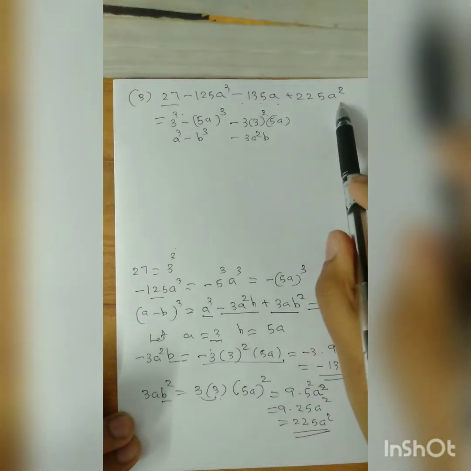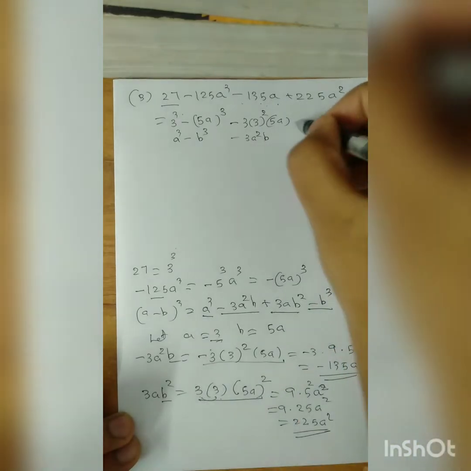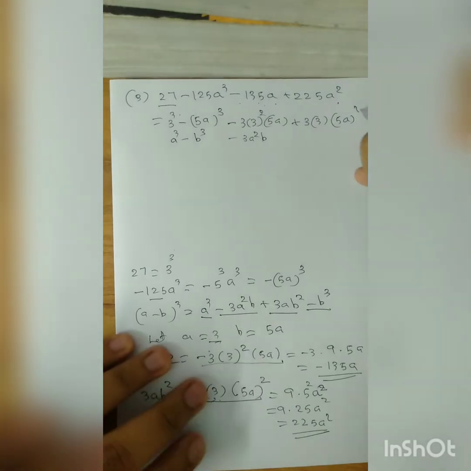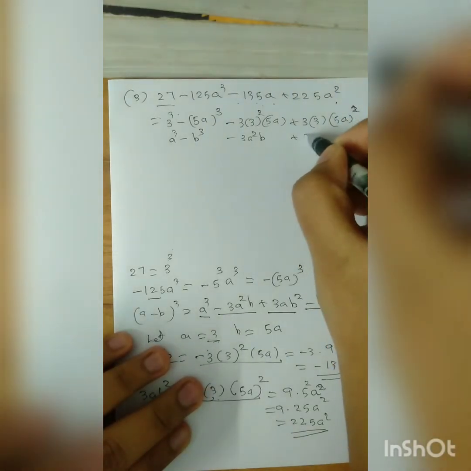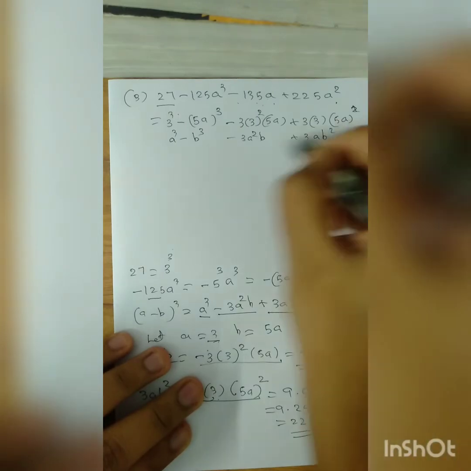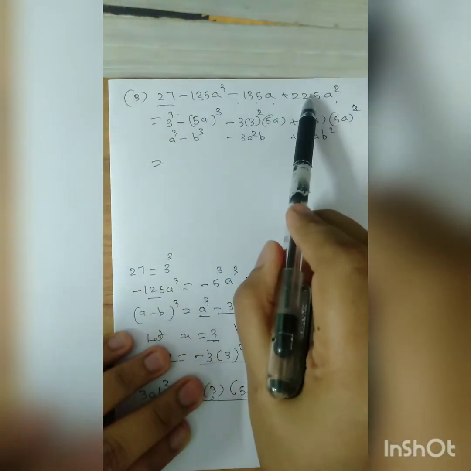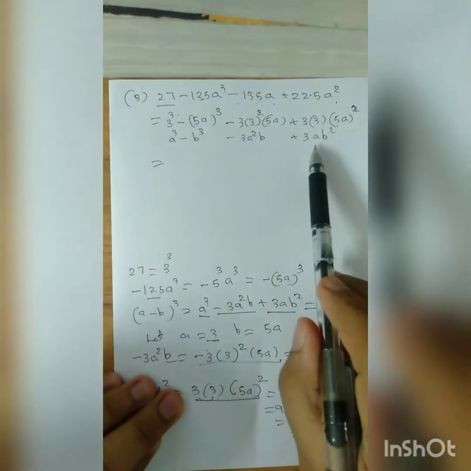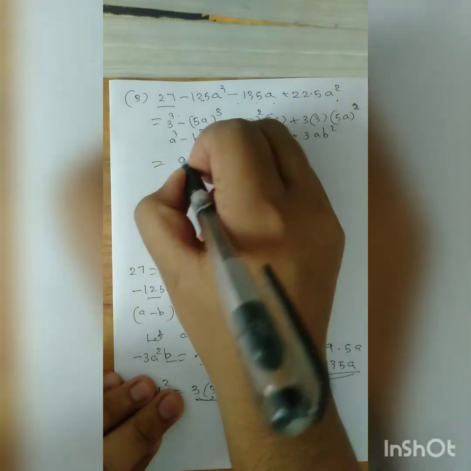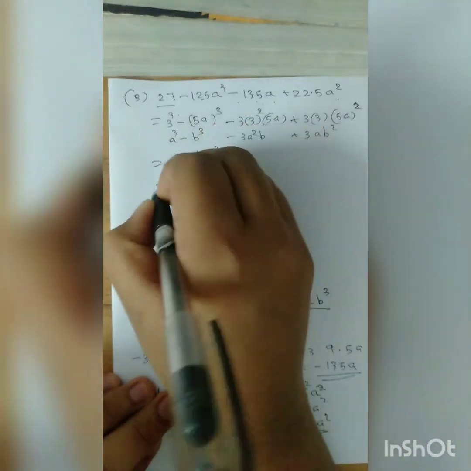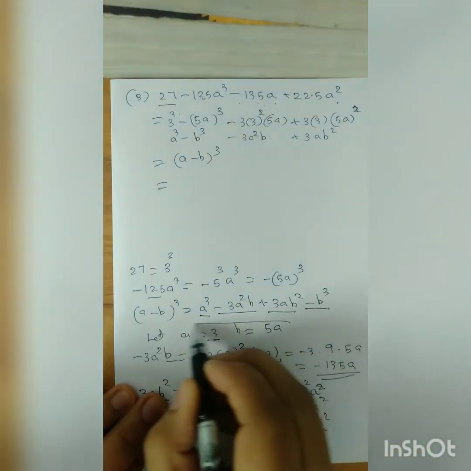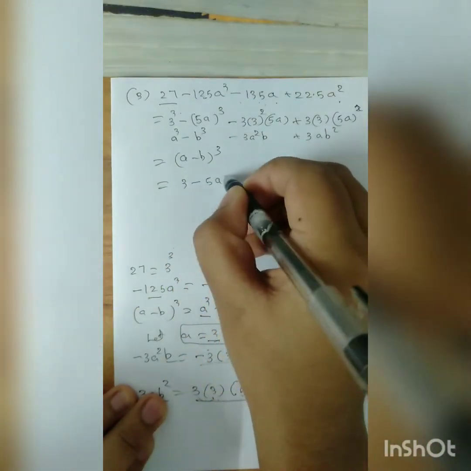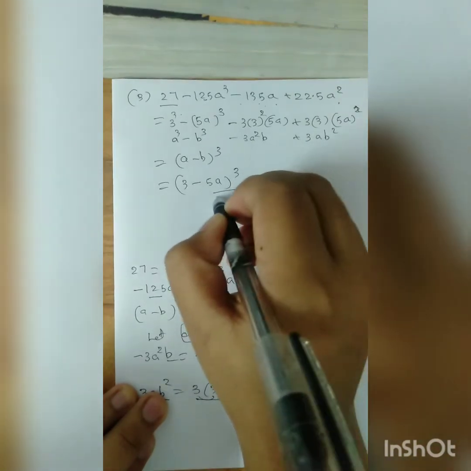So 225a squared can be written as plus 3 into 5a squared. That is, this term is in the form of 3ab squared. So this equation can be written in the form of a cubed minus b cubed minus 3a squared b plus 3ab squared, which is equal to a minus b the whole cubed. Here a is equal to 3 and b is equal to 5a. So the answer is 3 minus 5a the whole cubed.